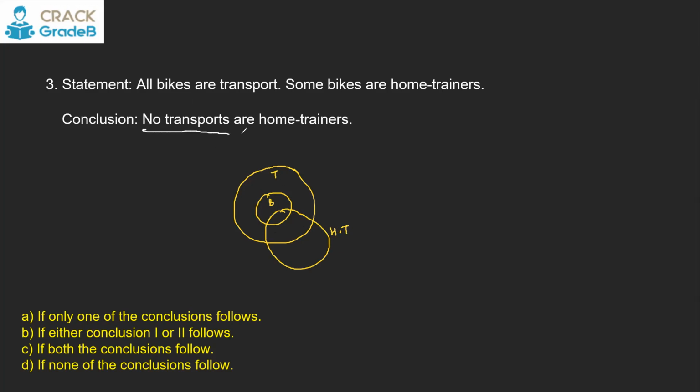Now, they are saying no transports are home trainers. They are saying there can't be any intersection between transports and home trainers. Is it possible? No. Because if the bikes lie entirely in the transports and some bikes also intersect with home trainers, that means the intersection between transports and home trainers is definitely there. So it is not a true conclusion.